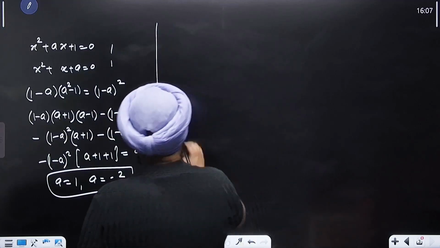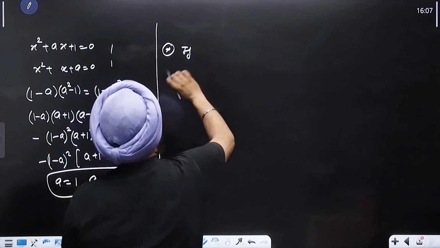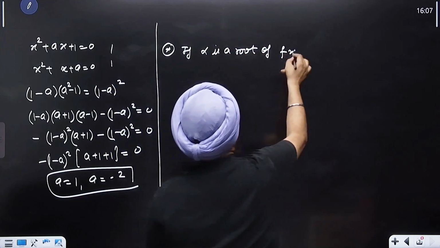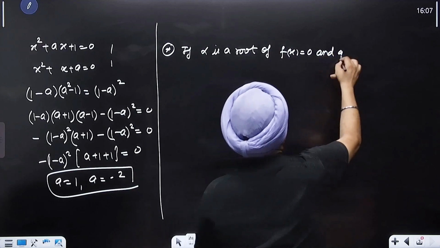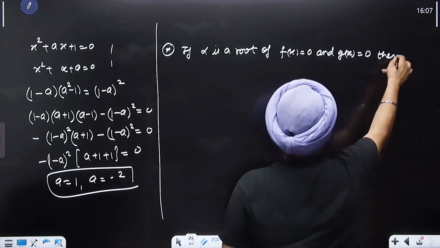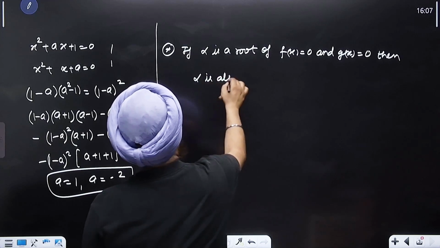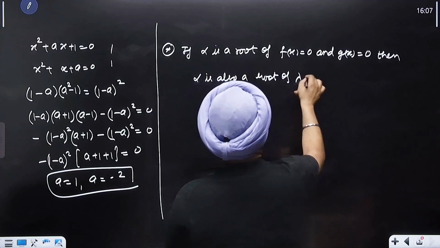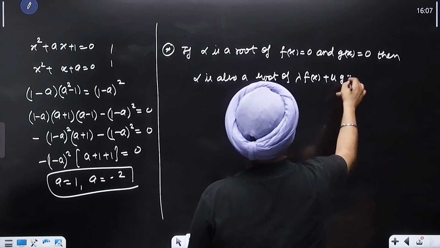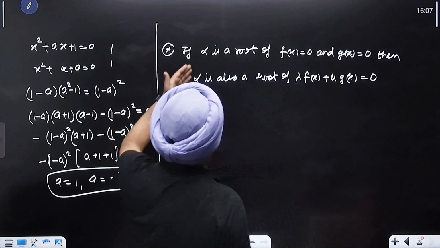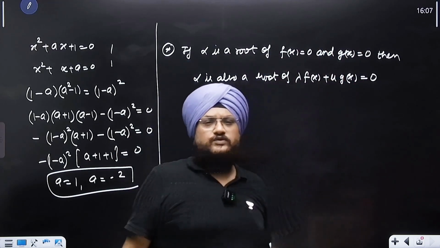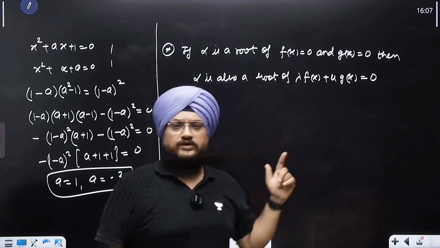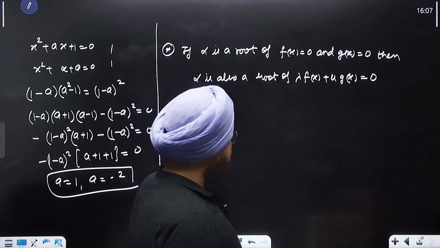Let's write one more important point in condition of roots. If alpha is a root of f(x) equal to 0 and g(x) equal to 0, then alpha is also a root of lambda f(x) plus mu g(x) equal to 0. See, if alpha satisfies these two equations, f of alpha equal to 0 and g of alpha equal to 0, if we put alpha in this equation, lambda into 0 plus mu into 0 equal to 0. So we have used this condition basically.